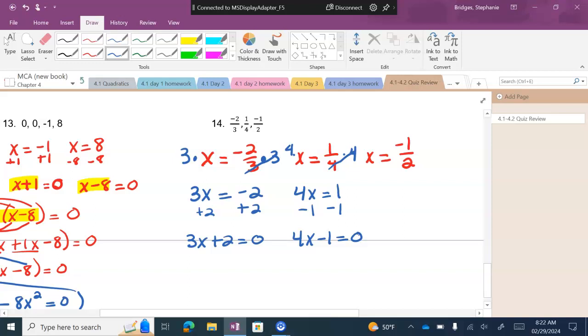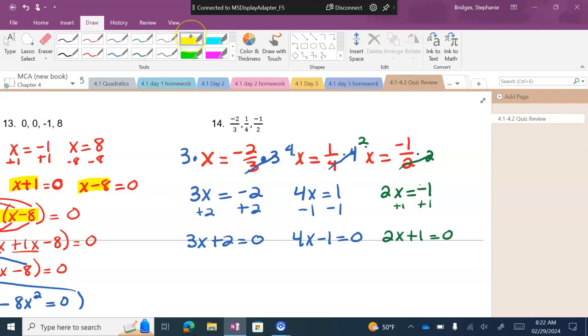And then the last one I have to multiply both sides by 2. Those 2's cancel. That leaves me with 2x equals negative 1. How do I move the 1 over? Add it. So that's going to give me 2x plus 1 equals 0. I no longer have fractions, so we don't have to be scared anymore.